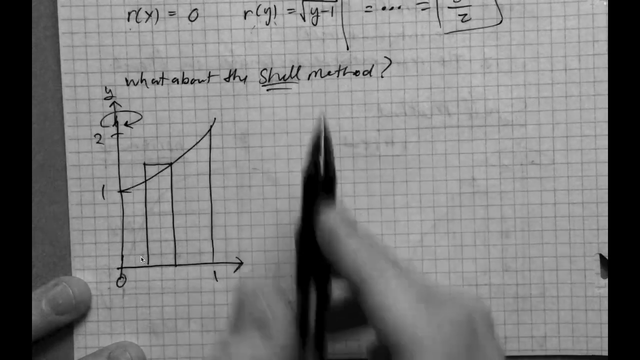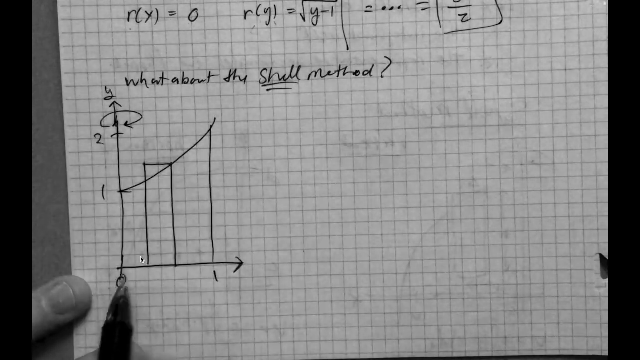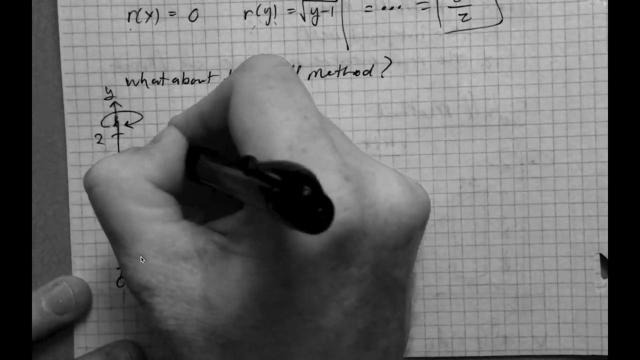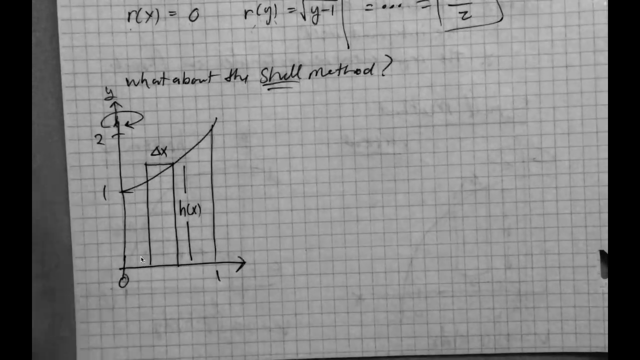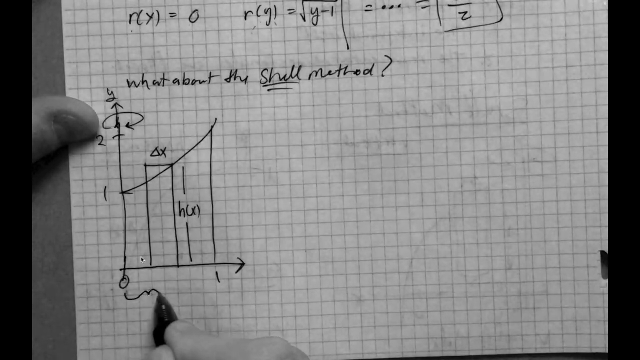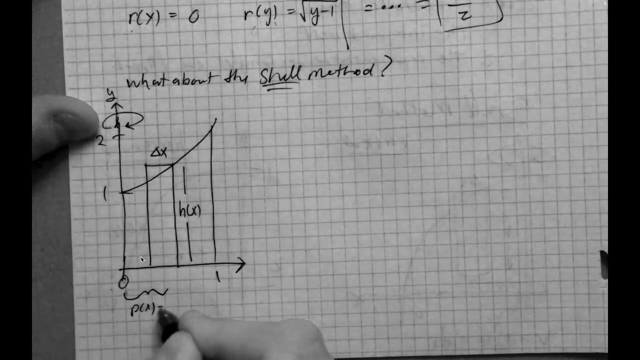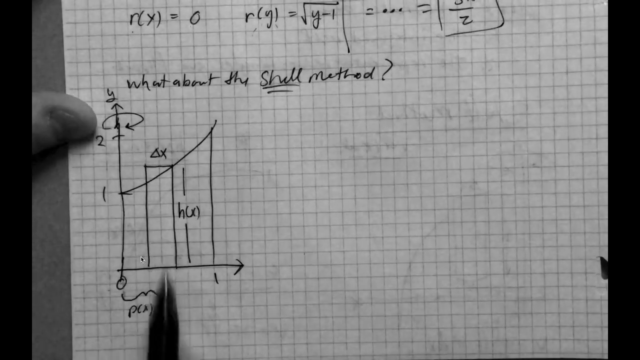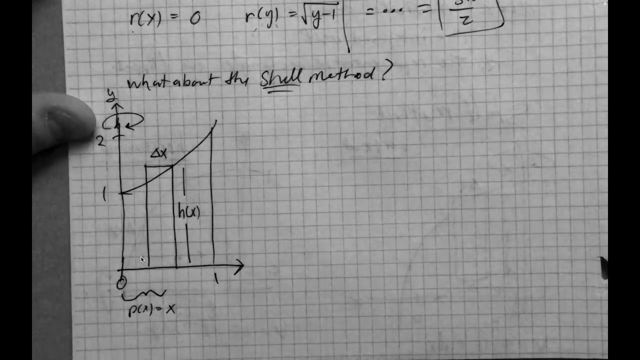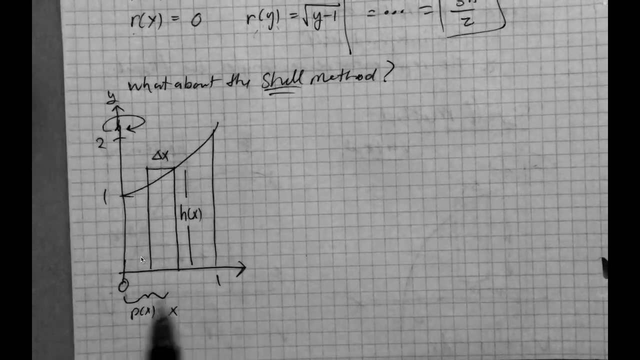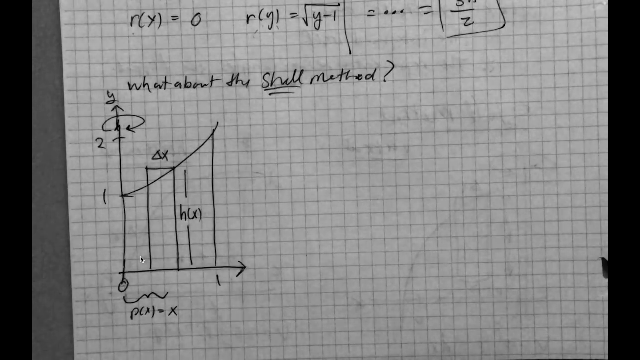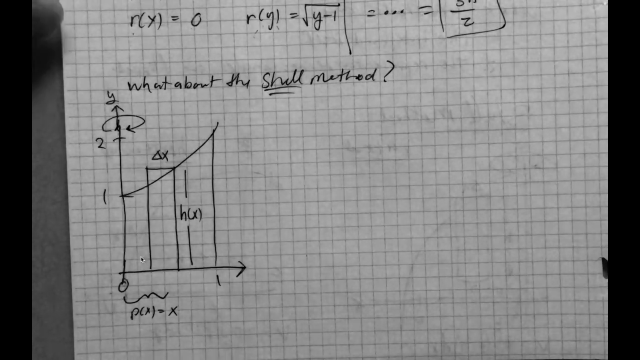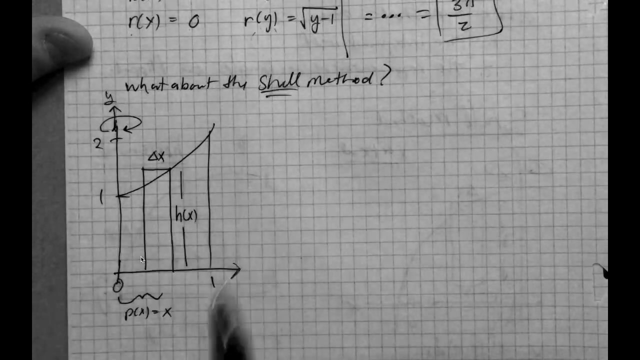Well, since we have a vertical axis of rotation, that means our representative rectangles are vertical, which means we have a delta x width, we have an h of x height, and we're going to have a p of x equals x radius. Okay, so this is somewhat more straightforward of a setup. Now, it's not always the case that the shell method is easier, but in this case, it happens to be somewhat more straightforward.